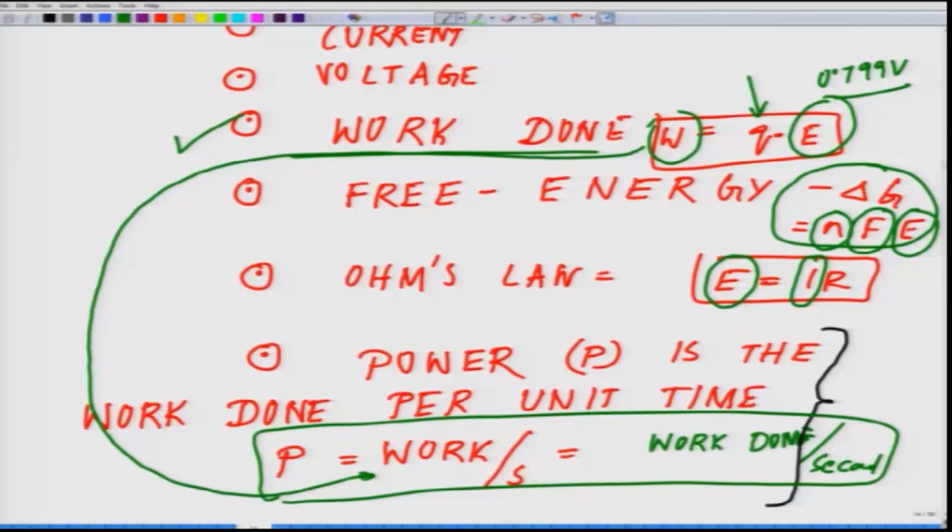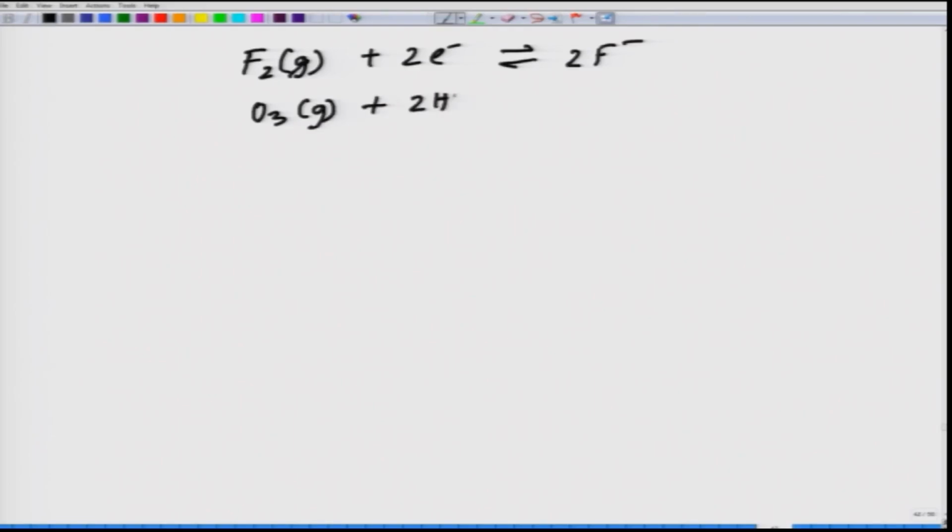You will find most of these tables, or maybe I will add one in, fluorine, which is F2, gaseous state, plus 2 electrons, making it 2F minus. I'm just putting all the different ones. O3, which is ozone, gaseous state, plus 2H plus and 2 electrons, making it O2 gas plus H2O.